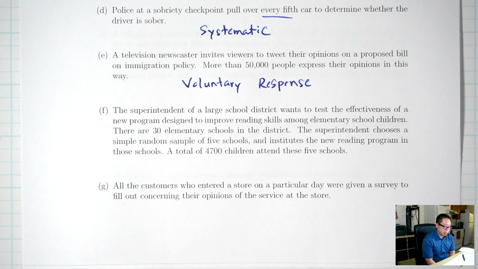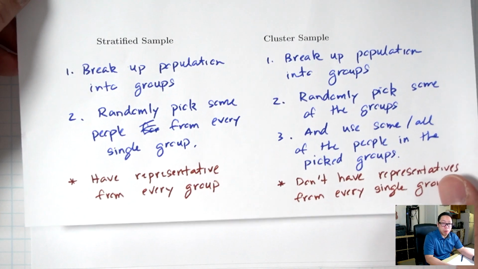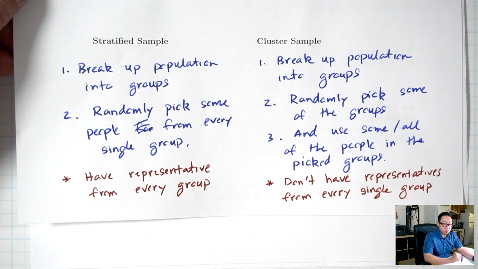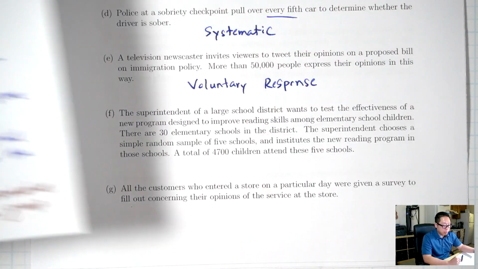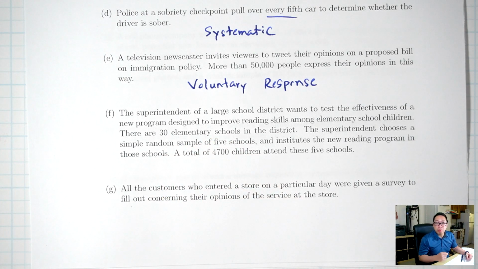So what type of sample is this? Remember, we're always picking people. The question is, are these people grouped somehow? They are grouped by what school they go to. So that's the groups, which would make this either a stratified or a cluster. Now the question is, do we have representatives from every single group, or only from some of those groups? The groups here are the schools. There are 30 schools. Do we have representatives from every single school?